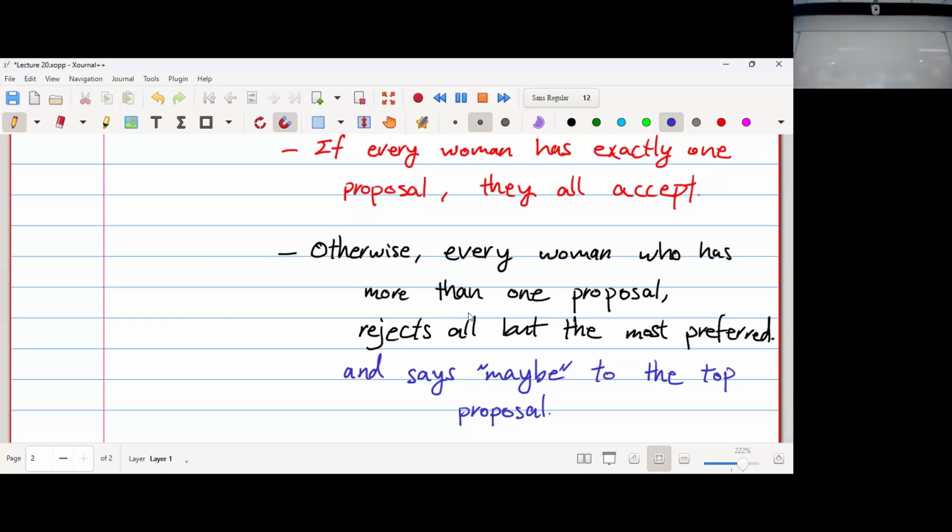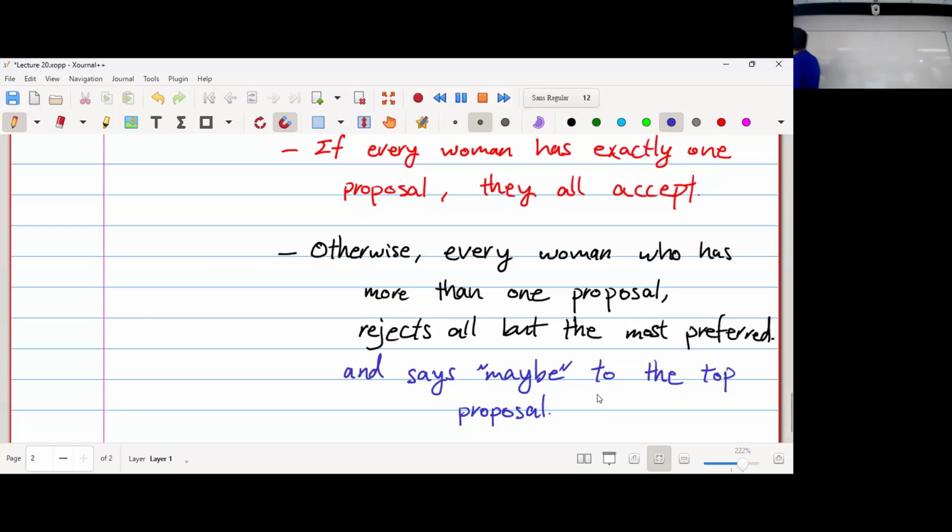Intuitively, the idea is that, well, I have a bunch of proposals today. I look at the top proposal. I know that I have to reject everyone else. But maybe tomorrow I'm going to get an even better proposal. So I shouldn't say yes to the top proposal. Okay. So she just says maybe to the top proposal.